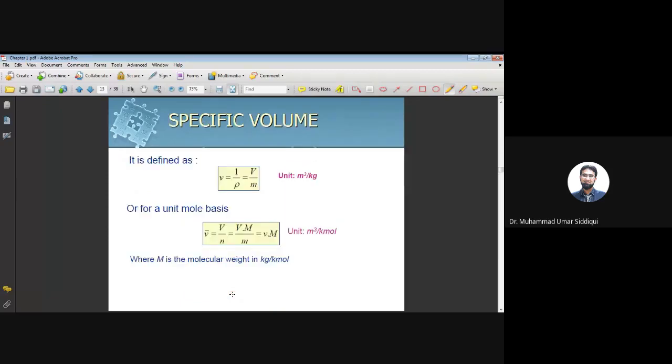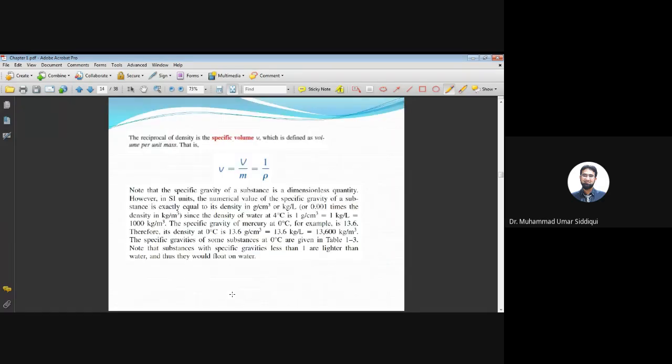Okay. Specific volume. Specific volume is basically the reciprocal of density. Density is mass per unit volume. Specific volume is volume per unit mass. So it's meter cube per kg. On the mole basis, it's also written here. You can go through it yourself. We don't need the mole basis in this course. There's some description about specific volume. You can go through this description yourself.